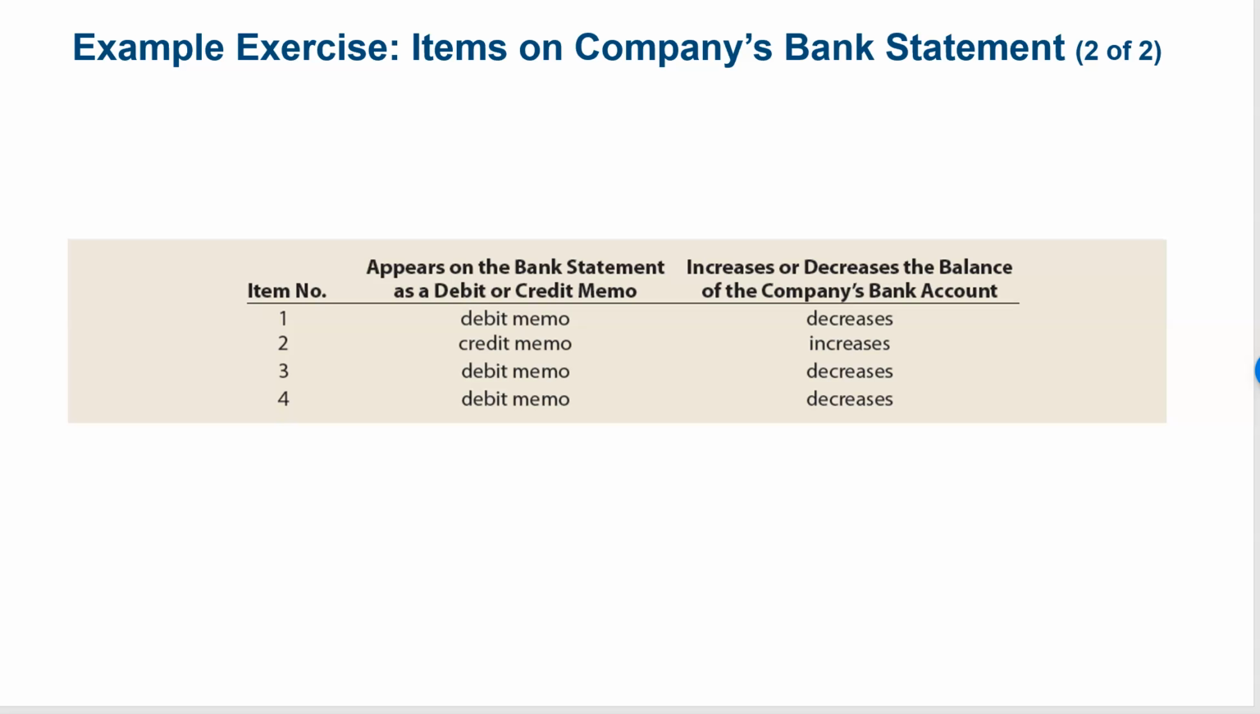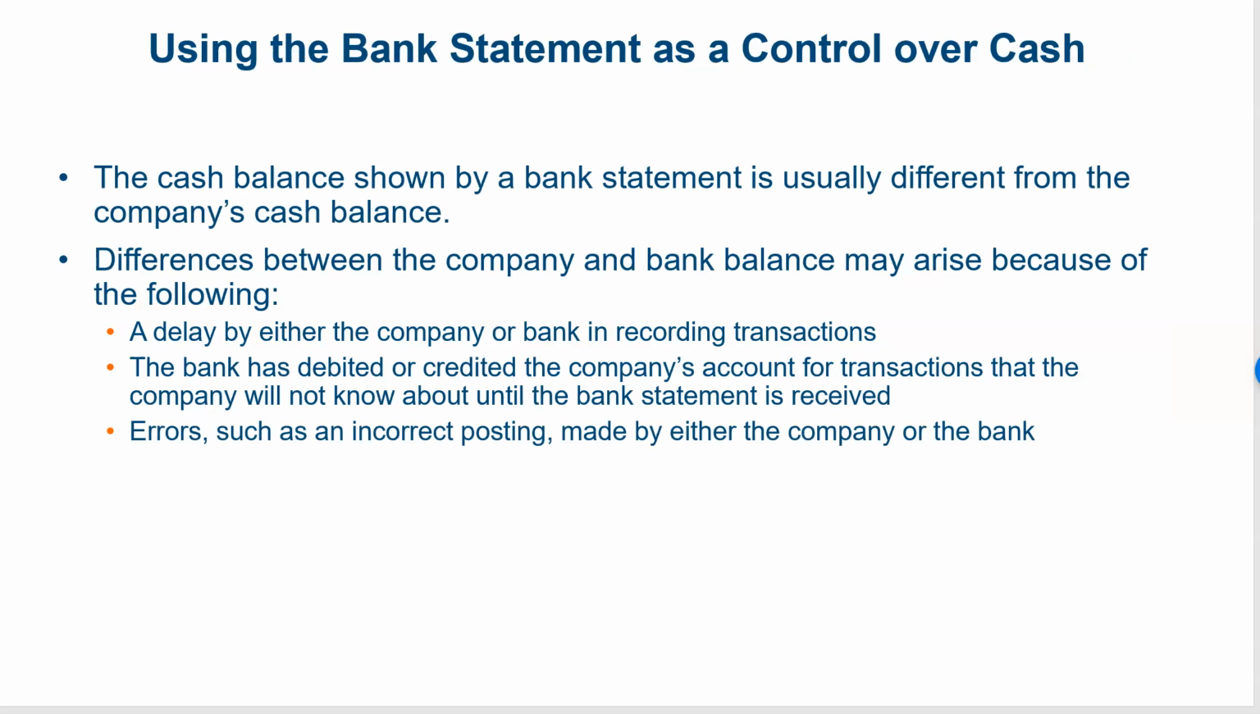Debit, credit, debit, debit. Every single time you see a debit, it decreased. Every time you see a credit, it increased. And again, that's because that's from the bank's perspective.